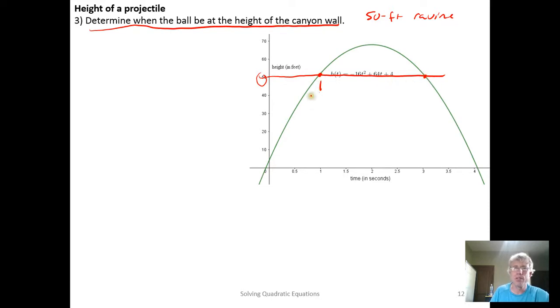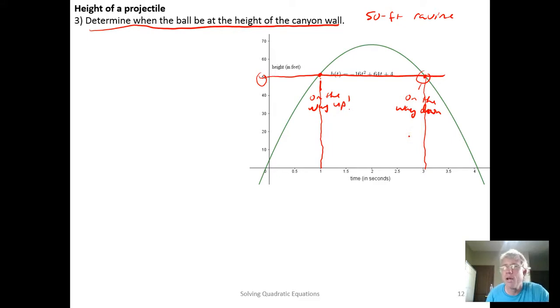There will be 2 times when the ball was at a height of 50 feet. Once on the way up, and over here on the way down. And we can get estimates for what time ought to be. We can kind of pull a line down and say, hey, that's at about the 1 second mark. And this looks like it's just a little over 3 seconds. So there's a graphical check on our work when we get done. So determine when the ball will be at the height of the canyon wall.